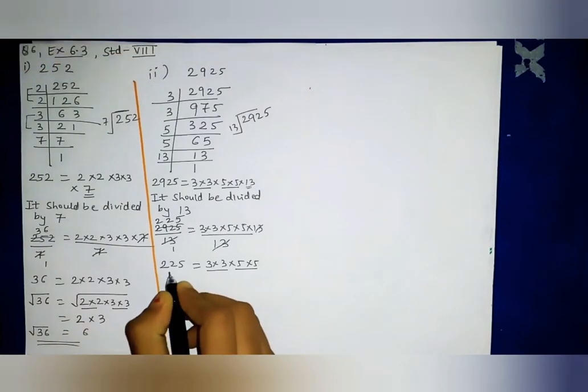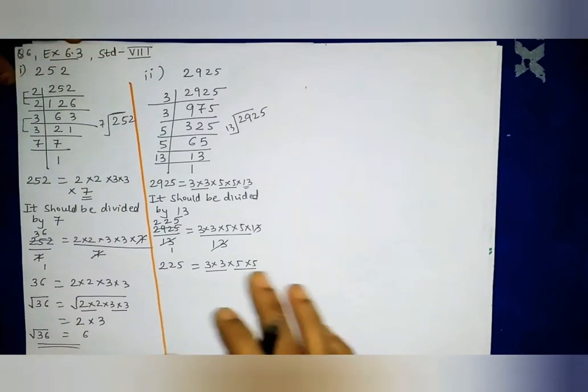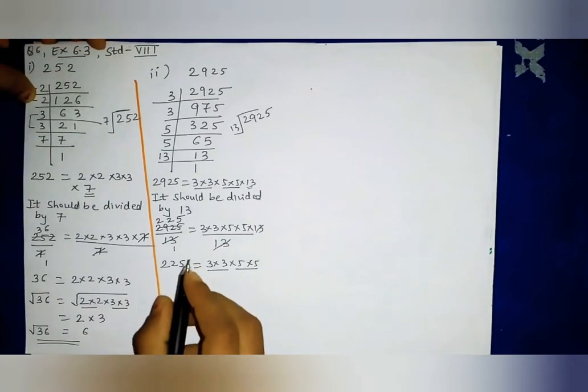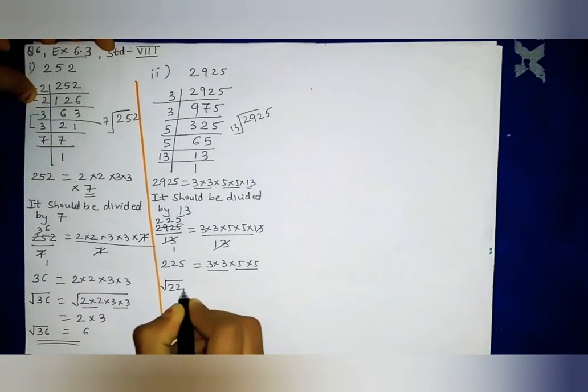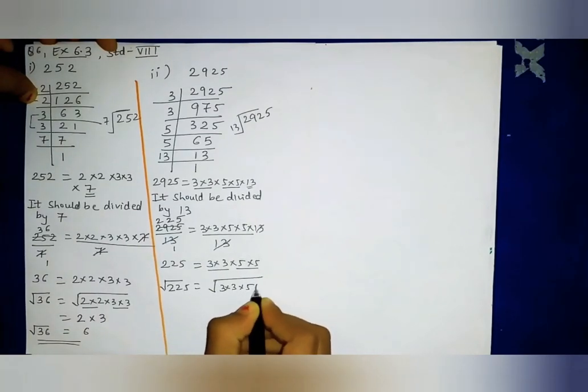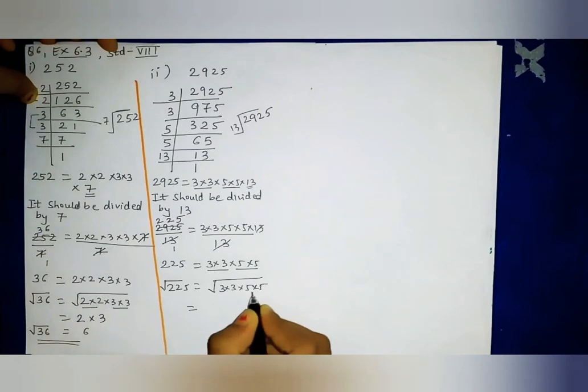Now this number is a perfect square number. Okay, that we know this is a perfect square number because these are in pair. Okay, so we have to find out square root of 2 to 5. So this side square root of 3 into 3 and 5 into 5. So they are inside the root.